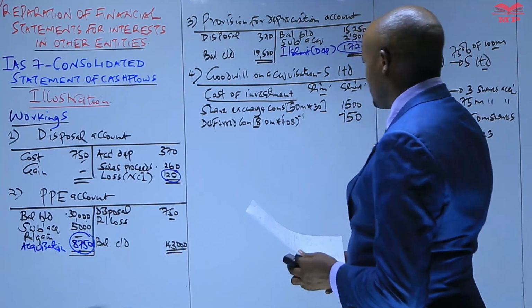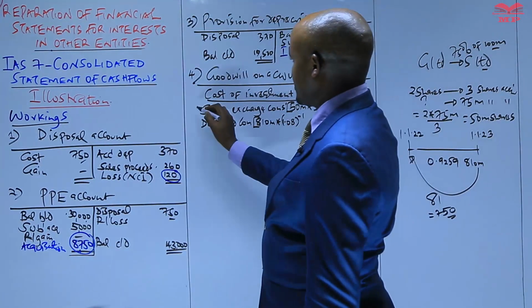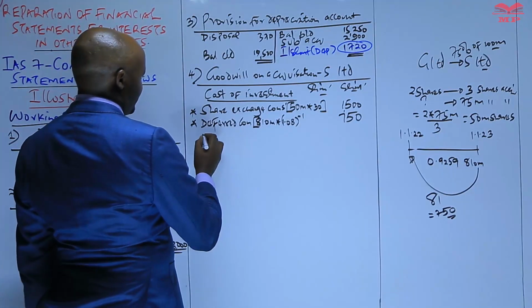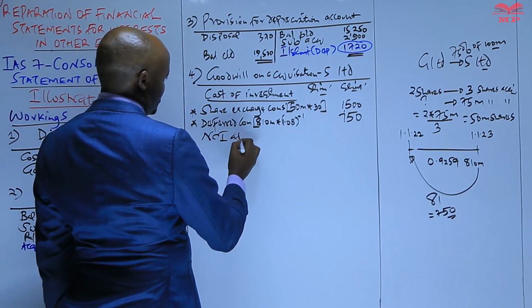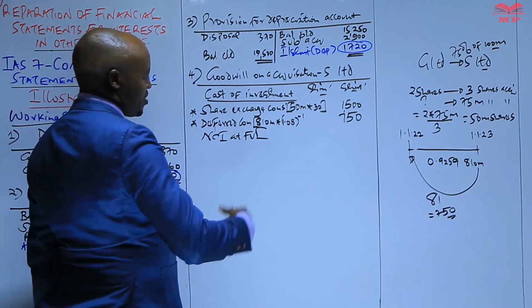Present value of the deferred what? Consideration. So therefore, the cost of investment here comprised of the share exchange consideration and the deferred consideration. And because you're using the full goodwill method, to this then we need to add the NCI at fair value. NCI at fair value is also not given. So how do we compute this?